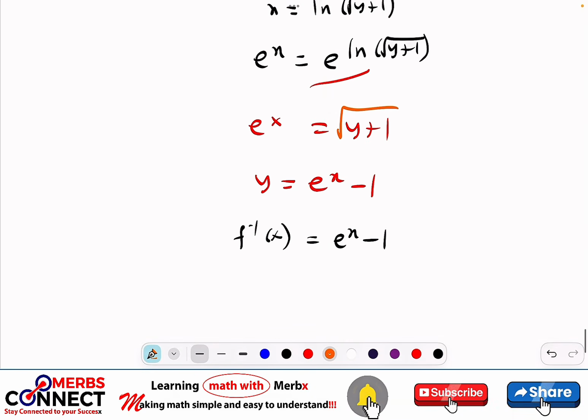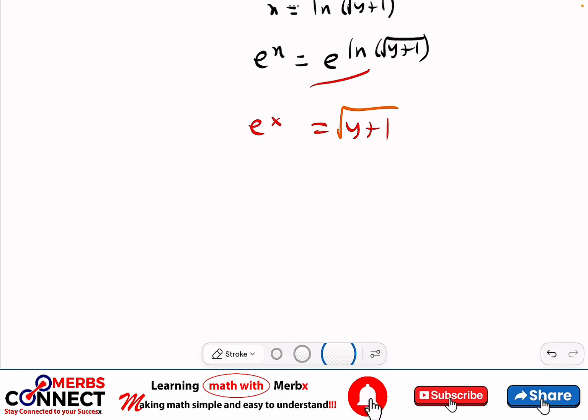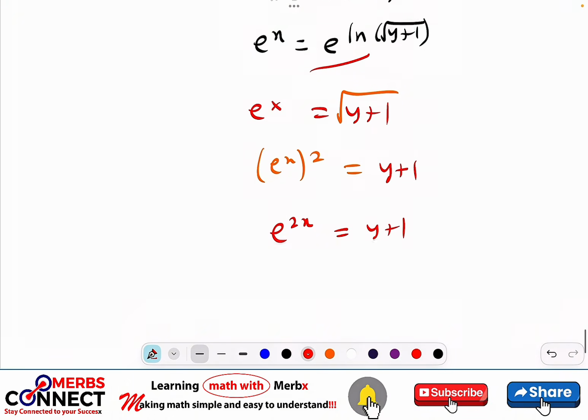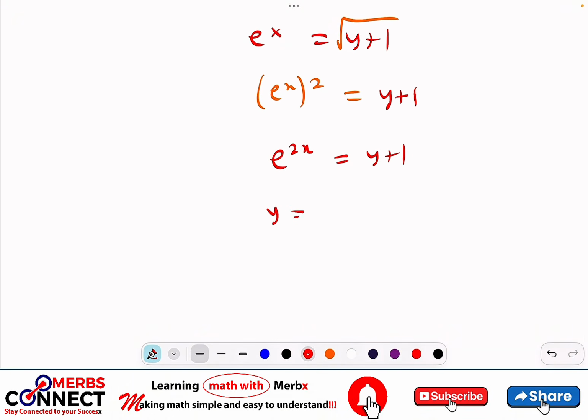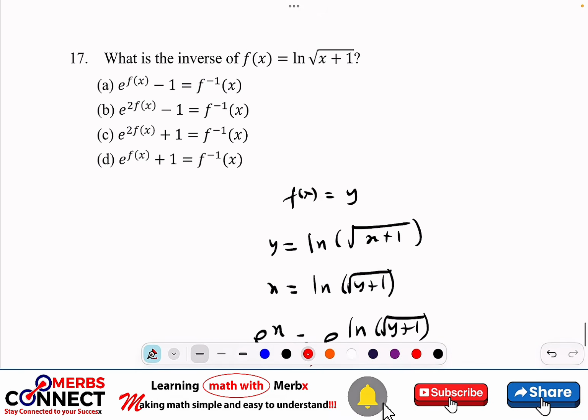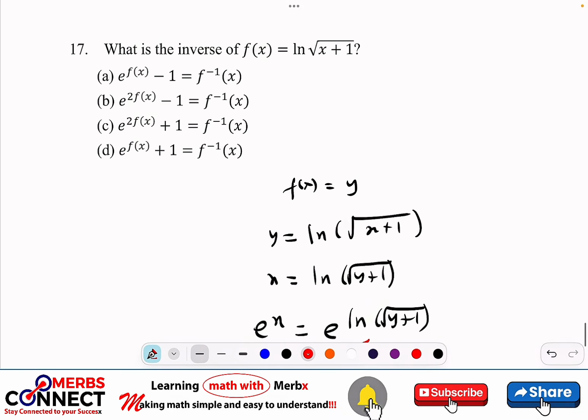So before we get to this place, we need to square both sides. So when I square this, this will be now y plus 1, and this is now e to the power 2x, which is equal to y plus 1, and then now y will be equal to e to the power 2x minus 1. Okay, so now this is f inverse of x, e to the power 2x minus 1.